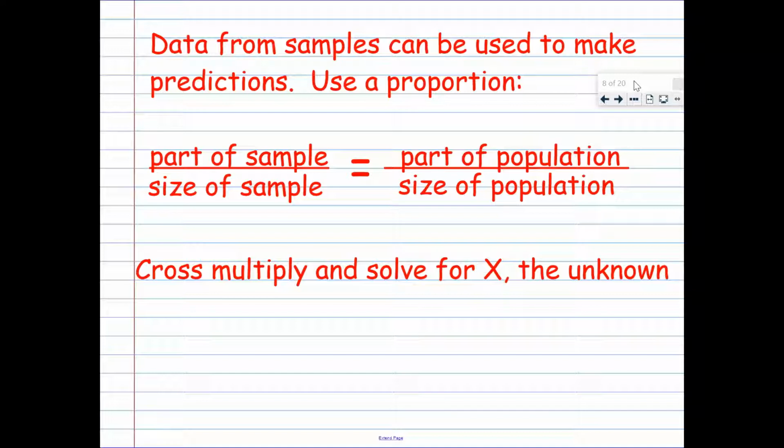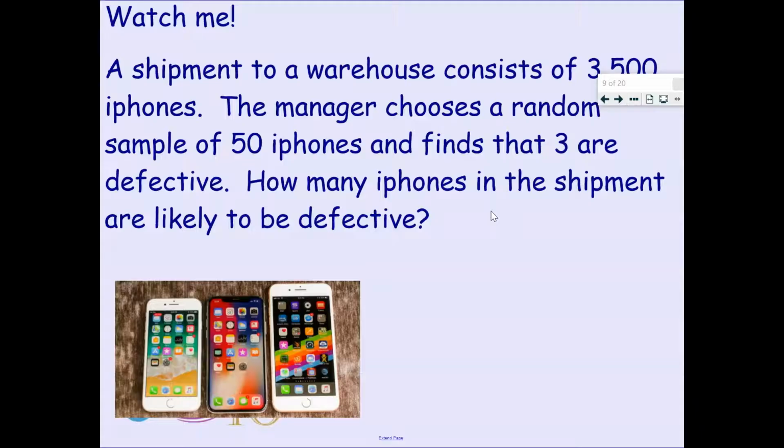All right, let's look at what it says. So we're going to use the data from samples like we talked about in the last lesson to make a prediction about the entire population, and we're going to do that using a proportion. So here's our little frame that we're going to fill out. The x is going to move around, I'm just warning you of that right now. But we're going to put the sample on one side, part over whole, and we're going to put the population on the other side, part over whole. And then we're going to cross multiply and solve for x, which is our unknown.